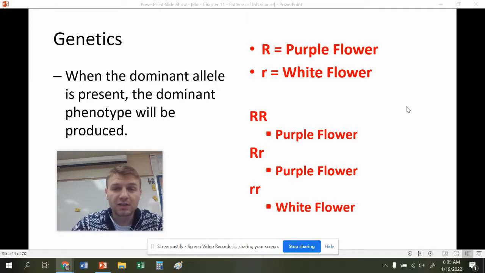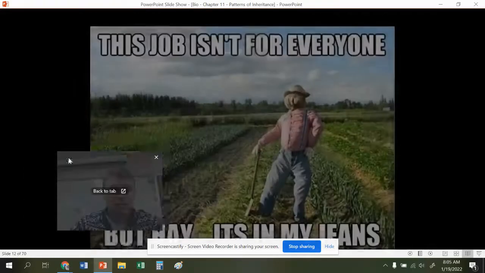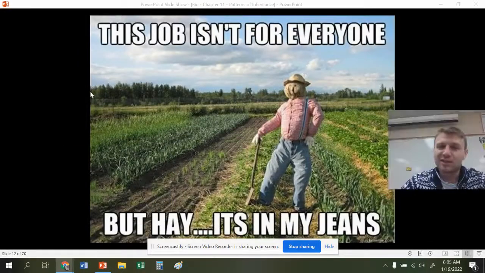So this is Mendelian genetics, and this is going to be the end of day 1, actually. So if you're at home and you're doing the notes, this is the end of day 1. This is probably my favorite meme of all time. This job isn't for everyone, but hey, it's in my genes. Gotta love the scarecrow here. So what I would do is stop here for day 1, and then we'll talk about day 2 next.